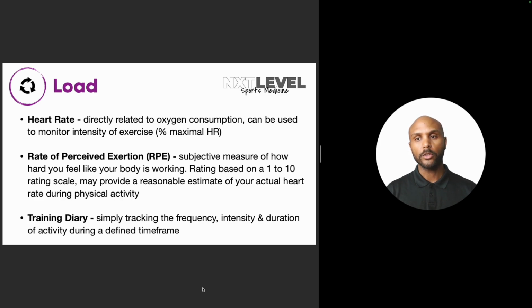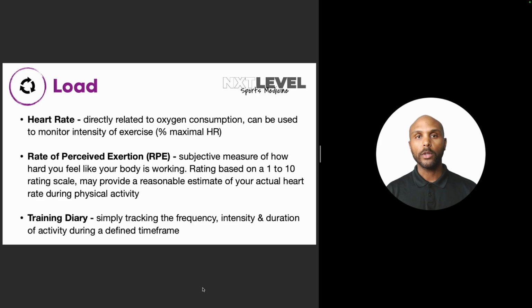Rate of perceived exertion, that's one I want to focus on because it can be very cost effective and it can be personalized to each individual. That's just where an athlete says, hey, based on this particular workout, my body experienced this much exertion. This is how hard I thought the workout or the training session was. And then we can use that to estimate what the load level was for that particular workout.